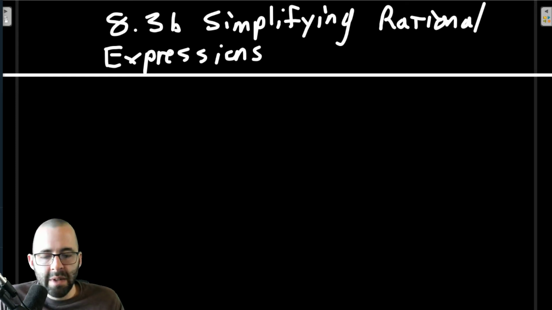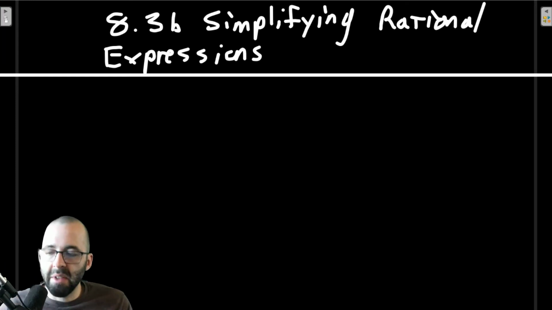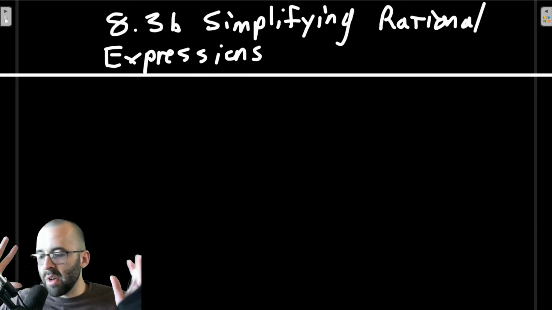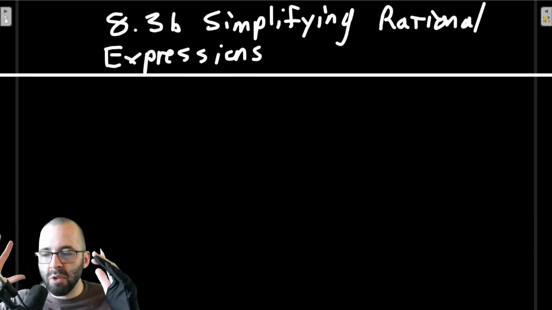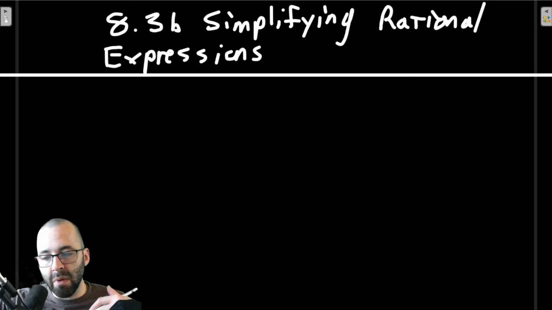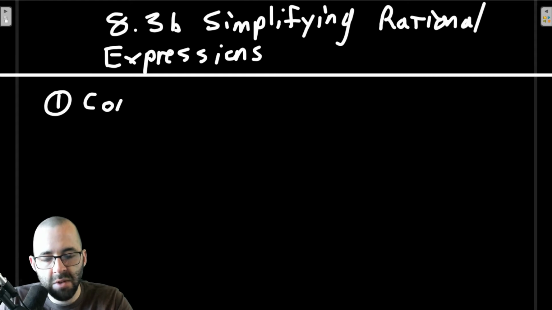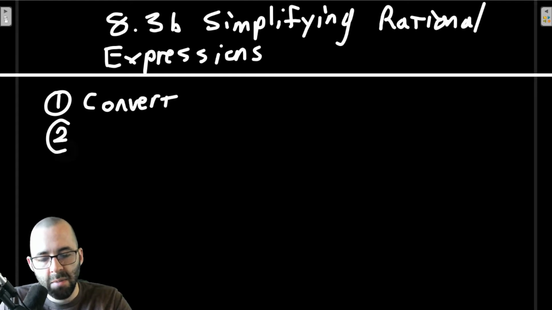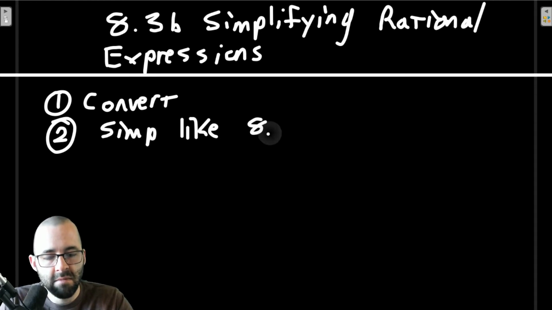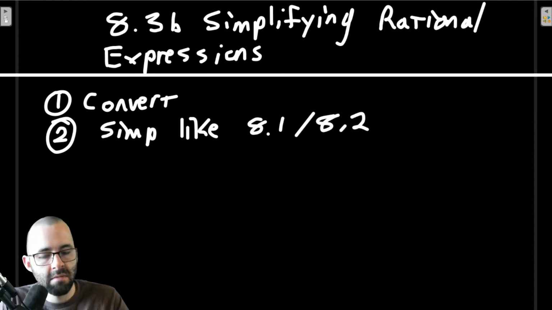All right, in the second video, we're really just going to use that property that we talked about in the first video, and just be very, very careful about remembering our properties of rational exponents and with our parentheses. Okay, so we're basically just going to be converting, and then it becomes an 8.1 problem. So step 1 is to convert, and step 2 is simplify, like 8.1 or 8.2. So let's look at this in action.